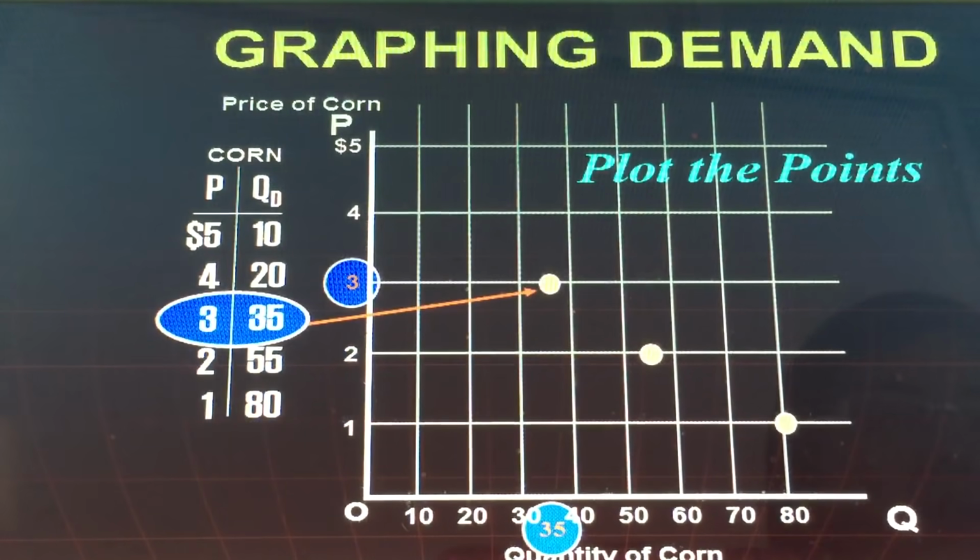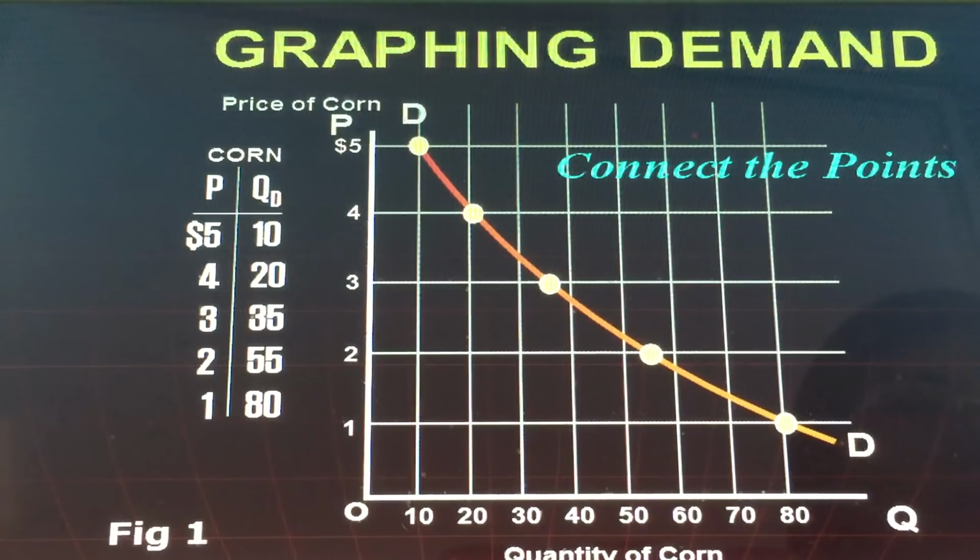Once you plot the points, is it surprising that it becomes a downward sloping demand curve? You look at it and it actually has a shape, but for your level, if you draw me a straight line, I will mark you correct. For this part, if you draw me a straight line, I'll mark you correct.